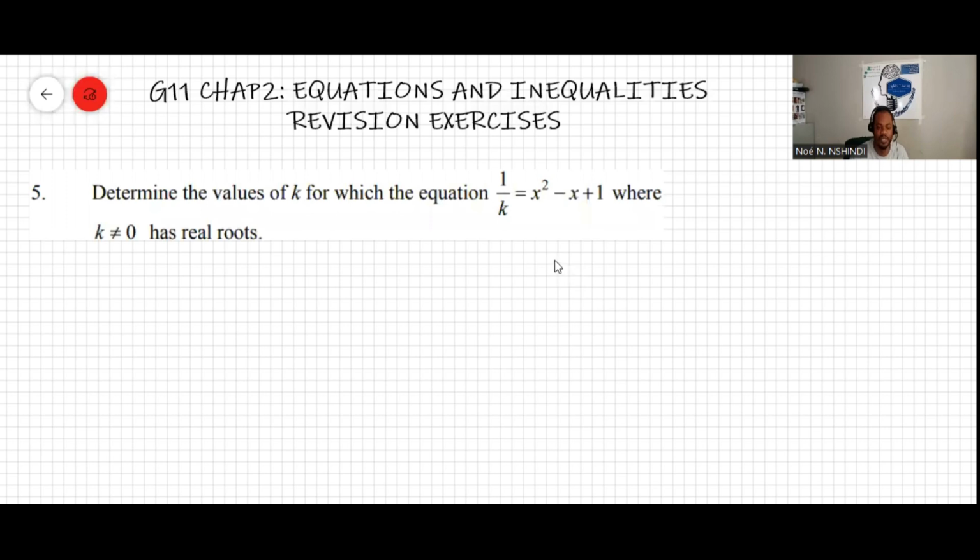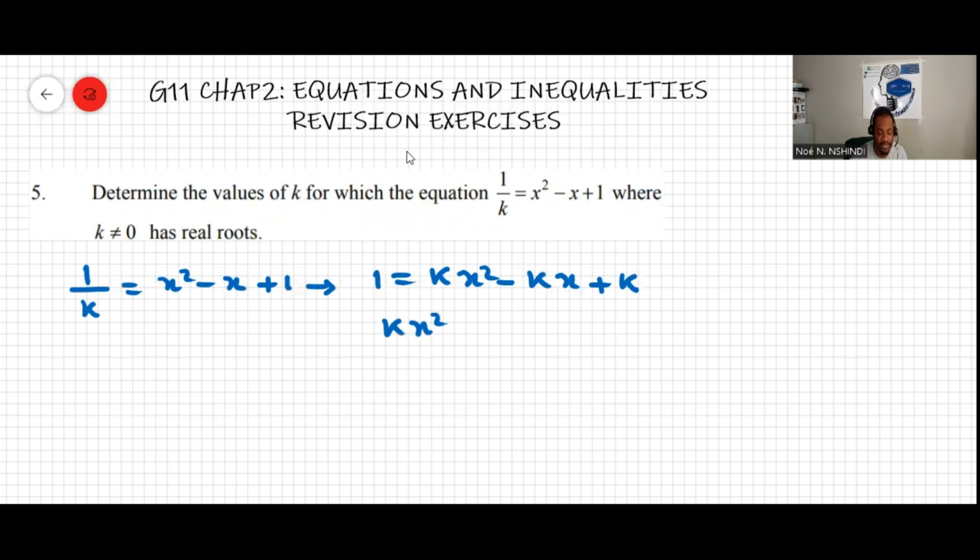Question 5 says determine the values of k for which this equation here has real roots. So now this will be like 1 over k equal to x² minus x plus 1. If we times the whole equation by k, this makes 1 equal to kx² minus kx plus k. And then this will be kx² minus kx plus k minus 1.